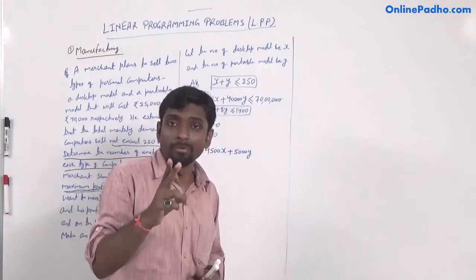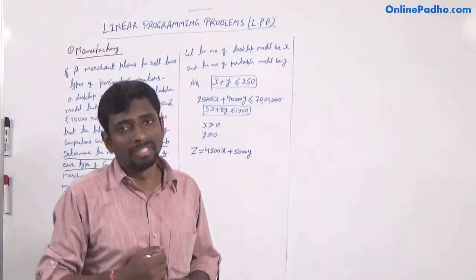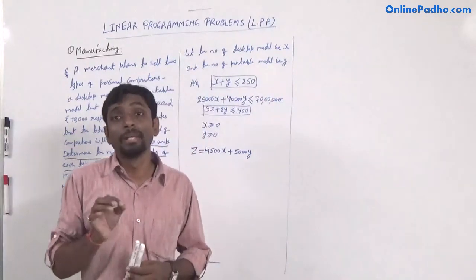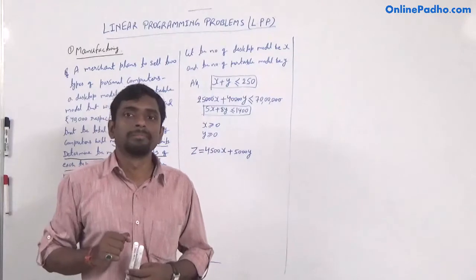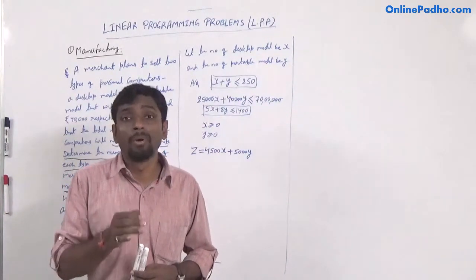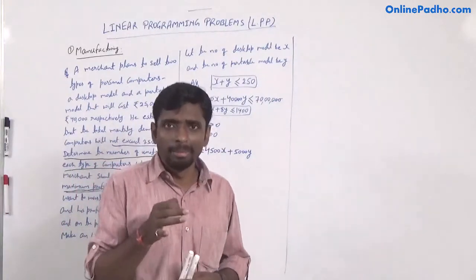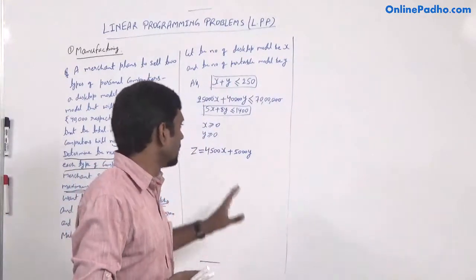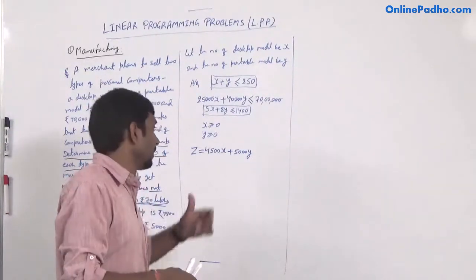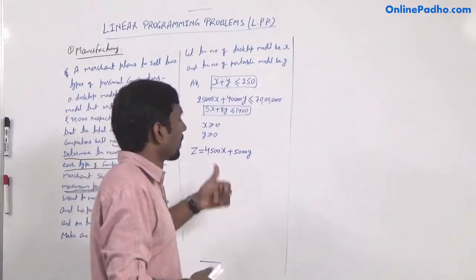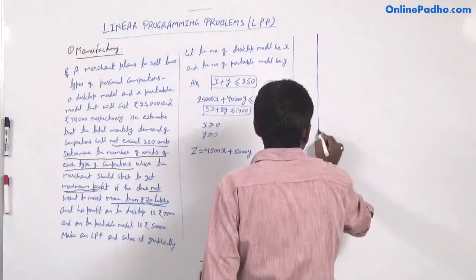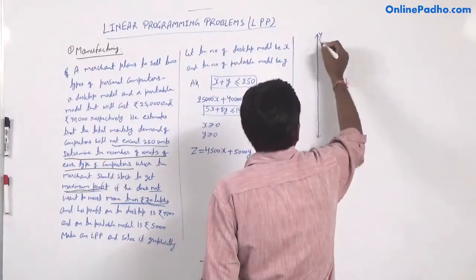There are two types of questions that can be asked in this topic. First one, to find the maximum profit, and second one, to find the minimum cost. In the case of finding the minimum cost, we need to minimize the cost function. In the case of maximum profit, we need to maximize the profit function. Now let's see how we can draw the graph for the inequality.